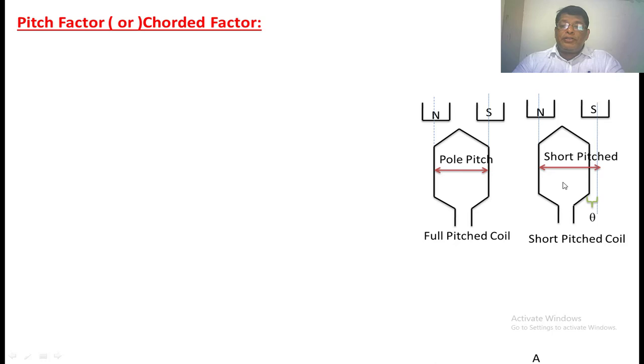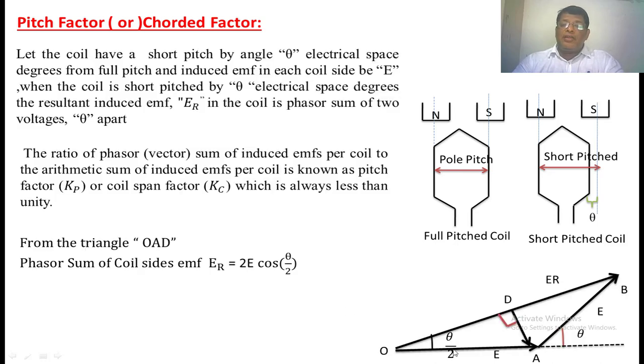But in the case of a short pitched coil, the voltage induced in the coil side will be different from this one. Suppose we take E here; because of the short pitch, the voltage induced in this coil side will be lesser, so the resultant voltage will decrease. Now this is the phasor diagram of the short pitched coil. OE is the voltage induced in one coil side. For this coil side, the induced voltage becomes AB. Theta is the short pitched angle.